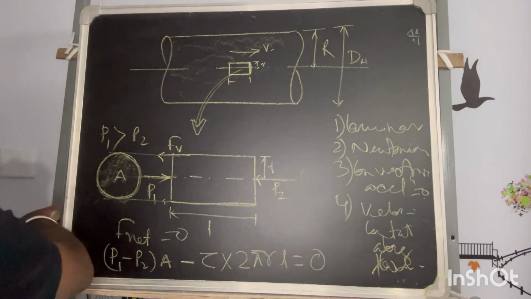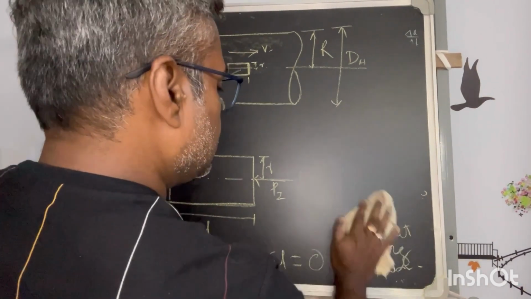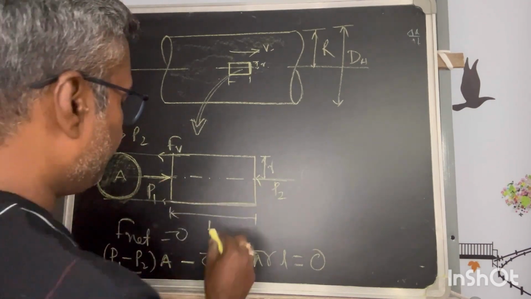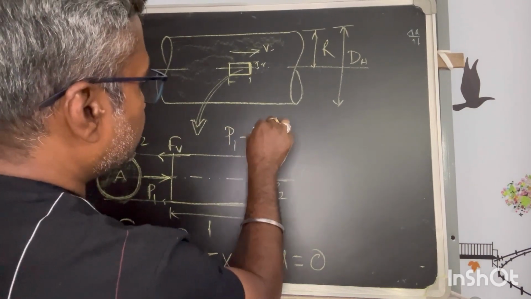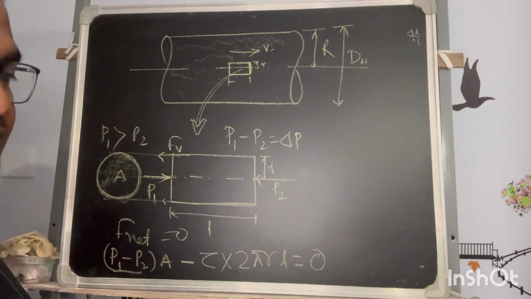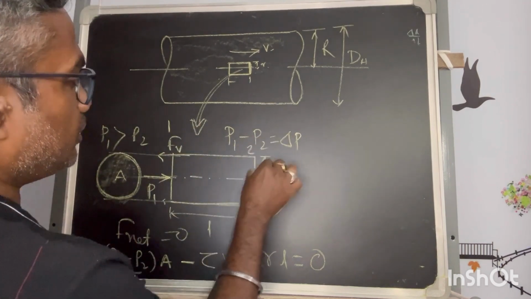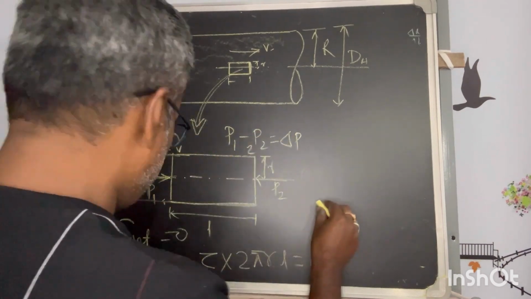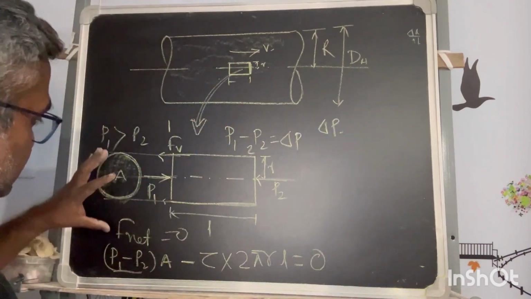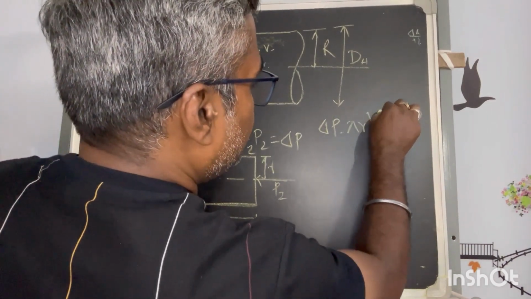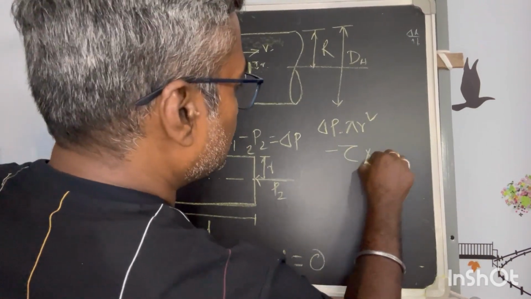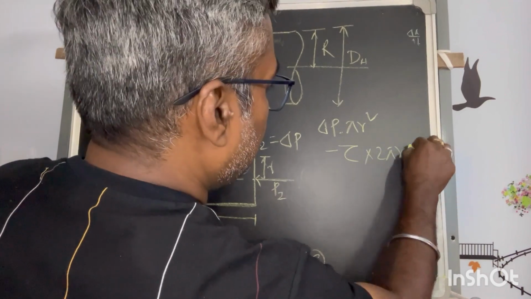Okay, so if it is so, you can get this P1 minus P2, that is the differential pressure between these two surfaces. If I take this as 0.1, this as 0.2, this P1 minus P2 is delta P. So you can replace it with delta P into the circular area, pi r square, minus tau, the shearing stress, into 2 pi r L, is equal to 0.